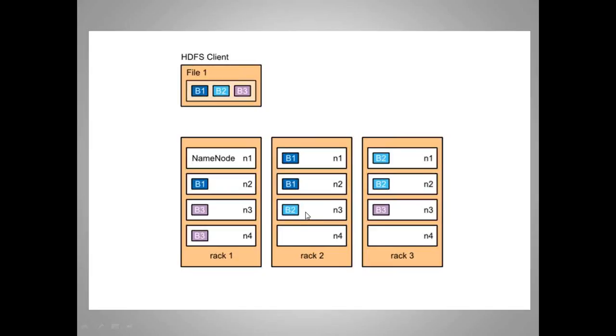Just observe clearly, you can see that. One copy in one rack and two copies in another rack. You can see that clearly. This is what we call rack awareness: making one copy in one rack, two copies in another rack. This is simply what we call rack awareness.